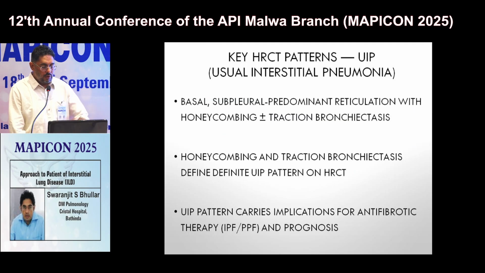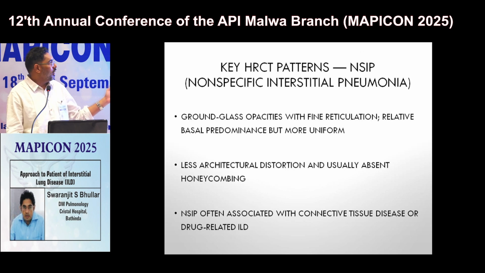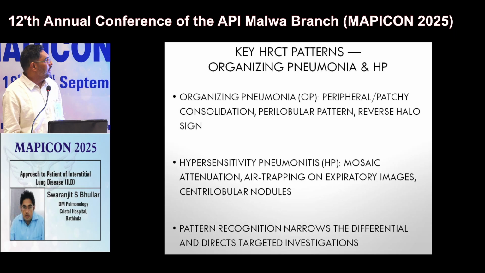So we have already discussed UIP, that there is a lot of fibrosis, and there are clinical implications because you can only offer them antifibrotics and not immunomodulatory drugs. Compared to that, NSIP has a lot of ground glassing and less architectural distortion, and is usually associated with connective tissue disease or drug-related ILD.